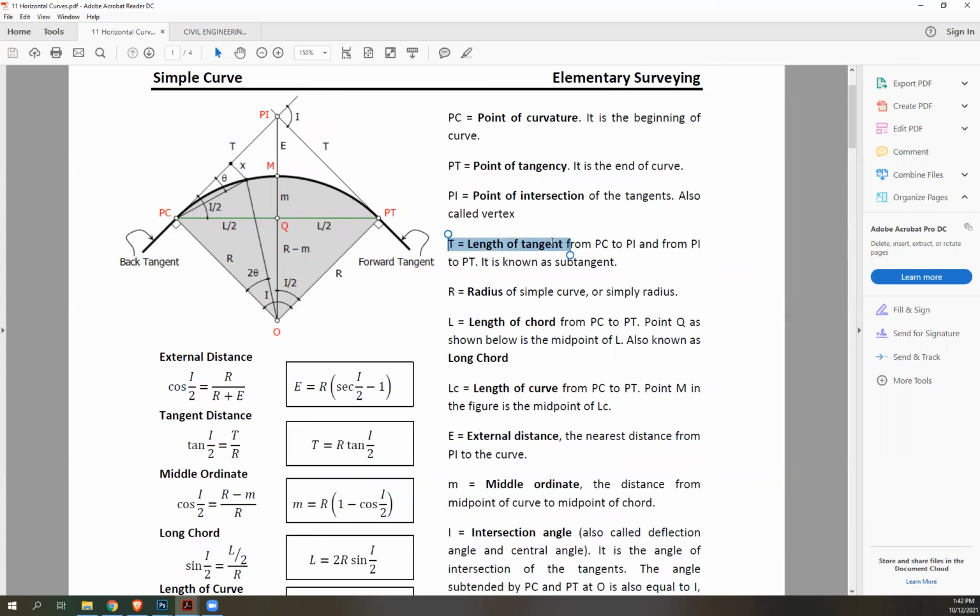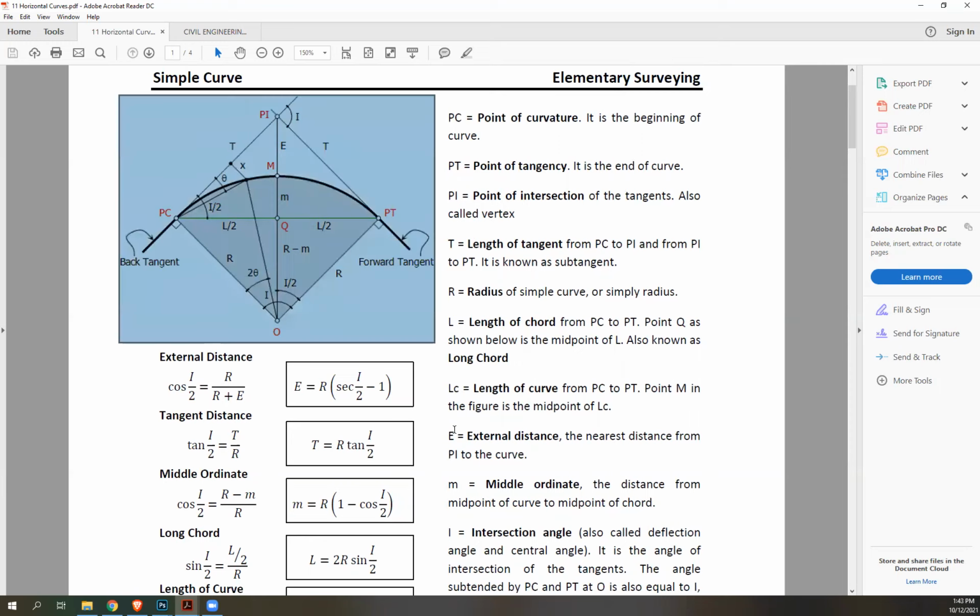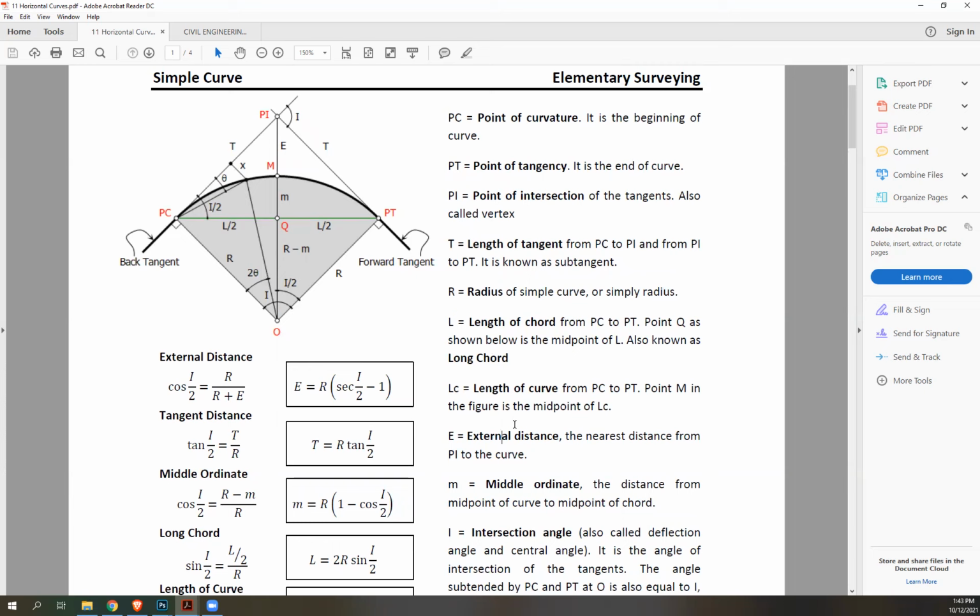Next, your tangent. It's the length of tangent from PC to PI and from PI to PT. For a simple curve, those tangents are equal. So T and T are the same value. Next, radius, R. Simply put, it's the radius of your simple curve. You already know what that is.